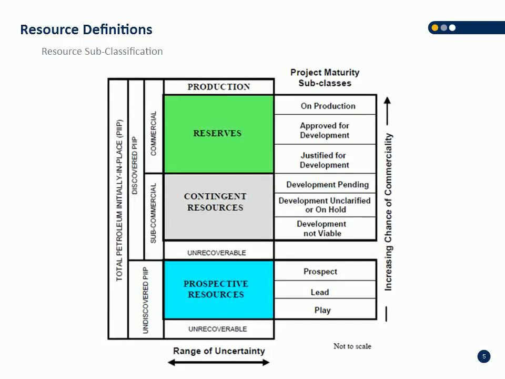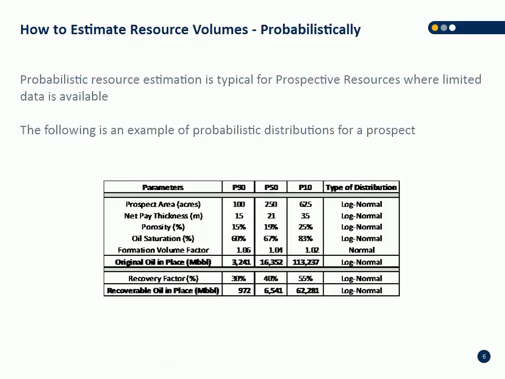So this is what I was just talking about with the project maturity subclasses. So the intention of these subclasses is to give users an idea of the risk level associated with volumes. So we know qualitatively that prospective resource volumes in the play category are less defined and therefore have a higher risk than prospects. And we know that development non-viable has a higher risk of being subcommercial than development pending contingent resources. So if you're using probabilistic methods, you're gonna have probabilistic distributions for every parameter in your evaluation.